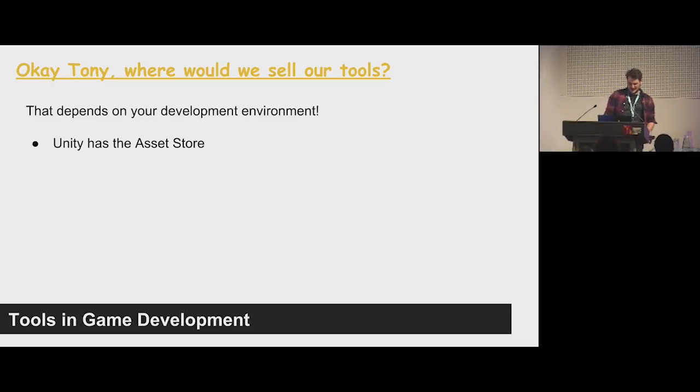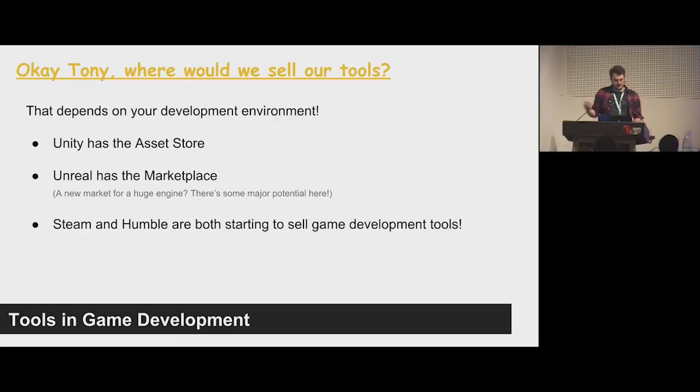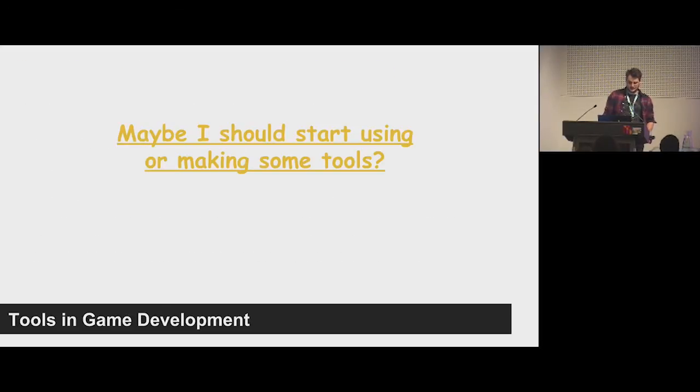So yeah, Unity has the asset store. Unreal actually has a new marketplace, which I guess by now isn't as new, but it's still much smaller than the Unity asset store. There's some major potential there, so that's something to think about. Steam and Humble are both getting into selling development tools as well, which is really exciting. Again, this is an exciting time to be a developer. Or you throw it on your own website and sell it yourself. There's a ton of ways you can do it.